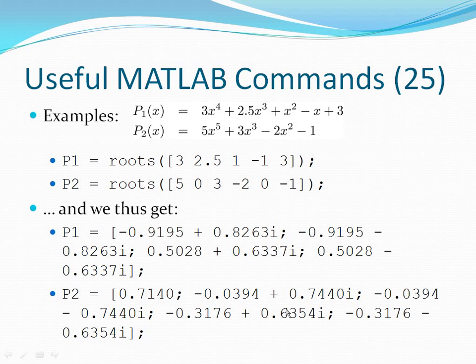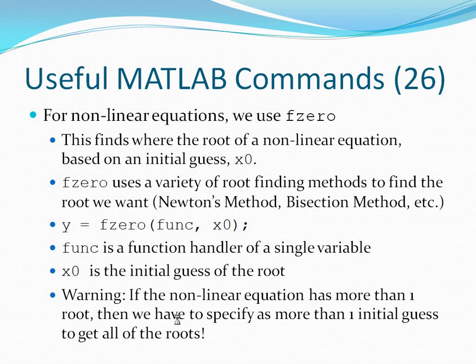So for nonlinear equations, for example, sine x or cos x or whatever, you have to use fzero. fzero means find a zero or find a root. This finds the root of a nonlinear equation based on an initial guess. For non-conventional methods for finding roots, like Newton's method or the bisection method, you always have to start off with an initial guess. What fzero will do is, based on your initial guess, it will find the closest root to your initial guess, and it will approximate that root for you.